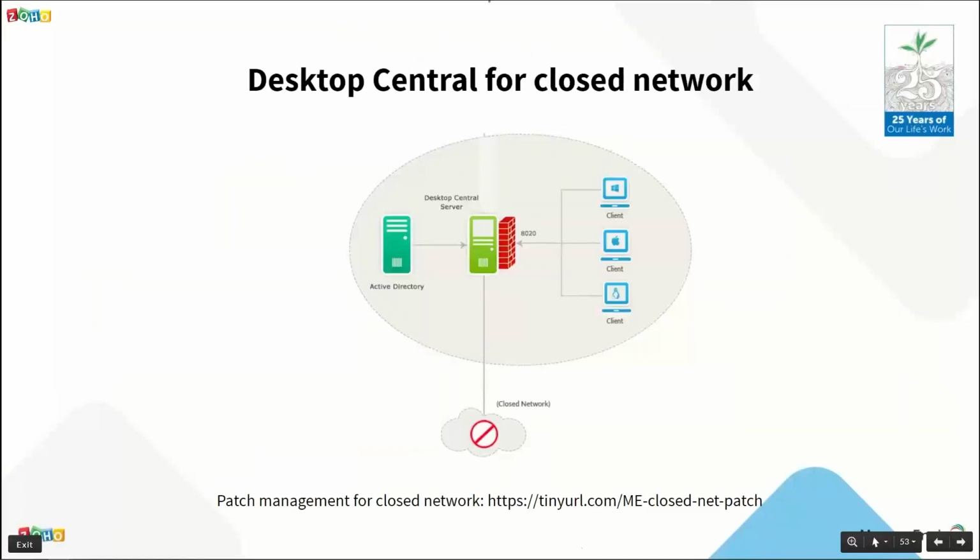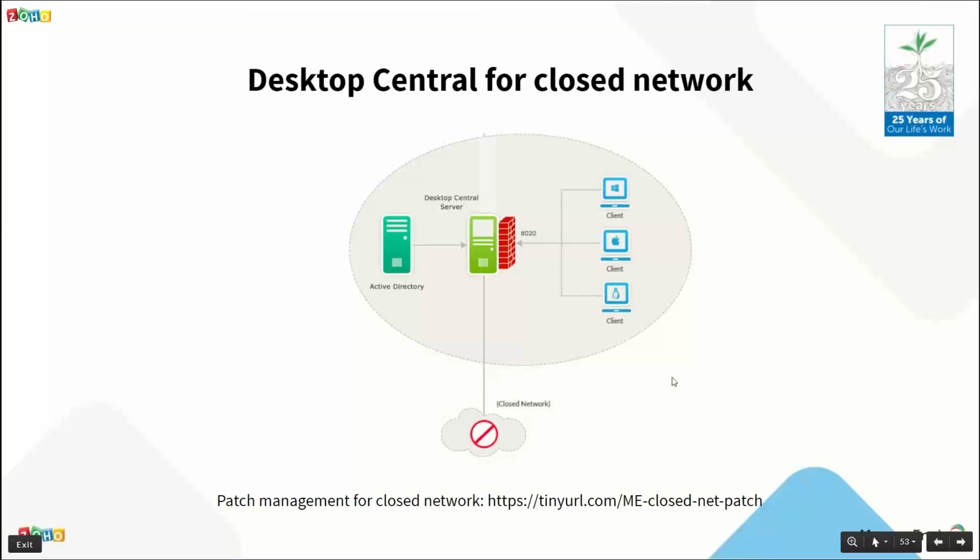Here comes the next important part, which is managing the computers under a closed network. So what is closed network? A network which does not have connectivity to internet or limited connectivity is called a closed network. Even if you have a closed network architecture, you can still use Desktop Central to manage your endpoints. In this case, we need to nominate a machine which has internet connection to download the patches from the vendor sites and copy the patches to the Desktop Central server manually. In this way, you will still be able to manage the computers in closed network.